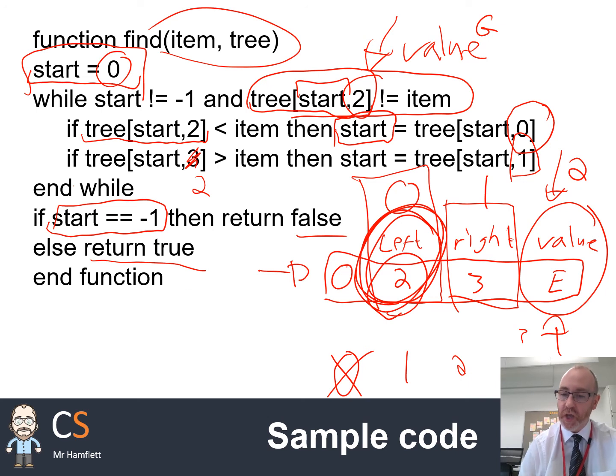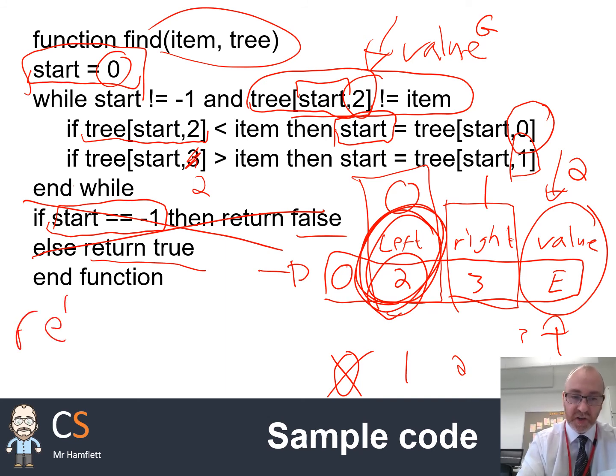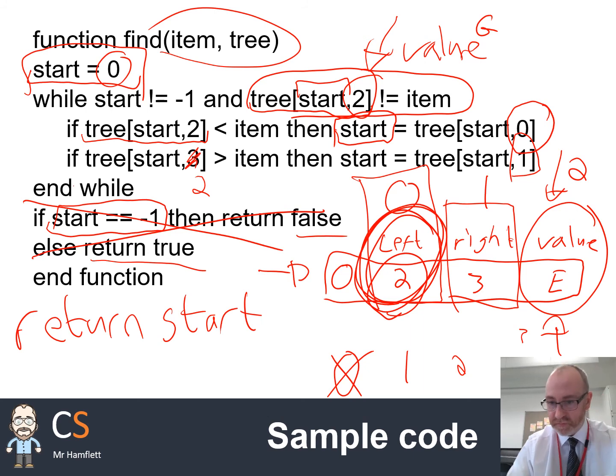If I wanted to return its position rather than true or false, I could ditch that if statement completely and just go return start. Because if it's -1, it wasn't found. If it's any other number, then that will be the index of where it was found. Okay.